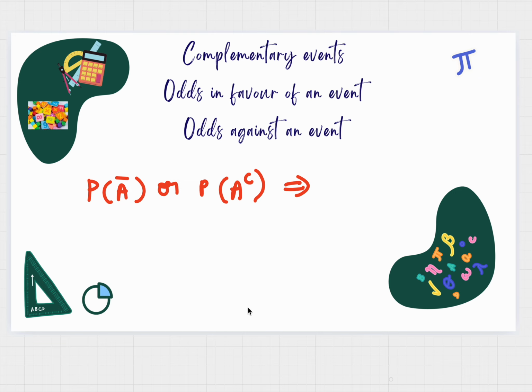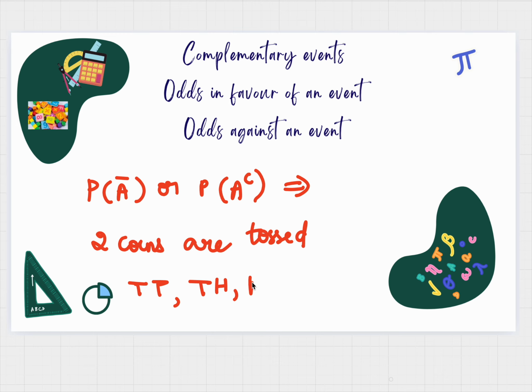Now for example, let's say two coins are tossed. What are the total possible outcomes? In one coin we might get tail, other coin also tail. One coin we might get tail, other coin we might get head. One coin we might get head, other coin tail. Heads, heads. These are all the possible outcomes.